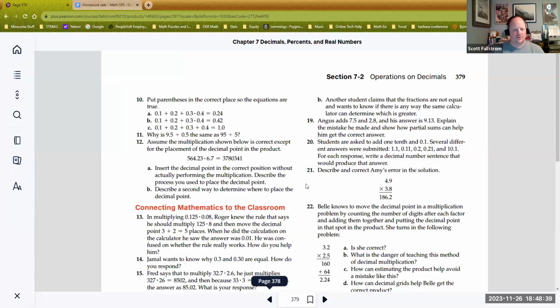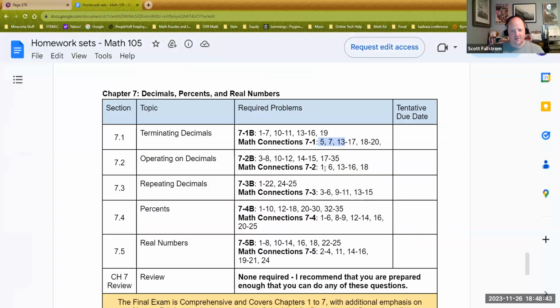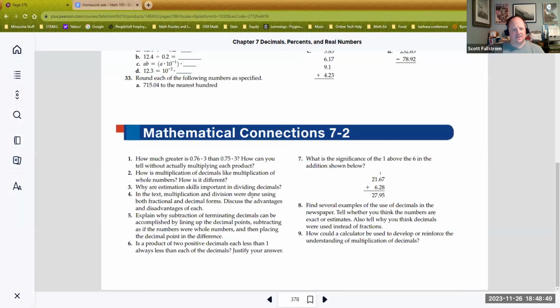Oops, I think I jumped a little bit here. There were some at the bottom. Let's take a look. You have 1, 6, and then 13 through 16 and 18. So that's not that many.